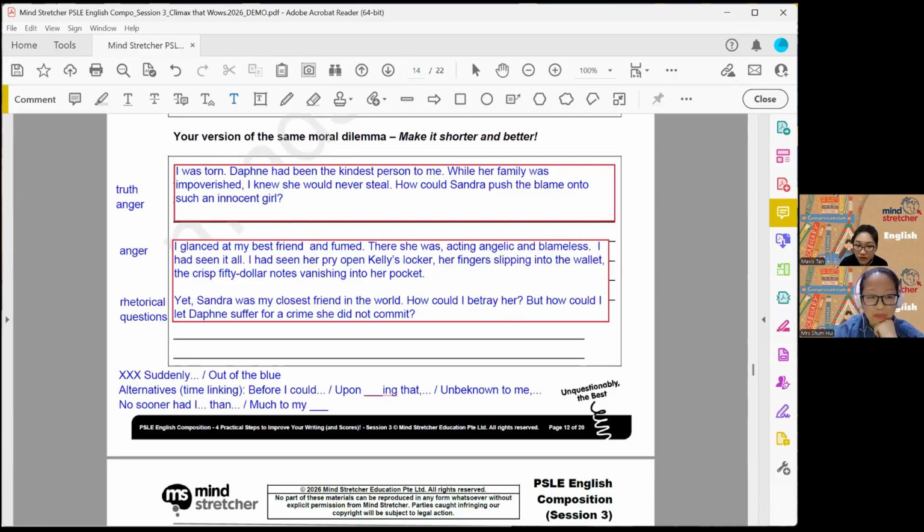So now I've given you some alternatives, okay? Use time linking. I find time linking the most effective. Before, after, before I could, unknown to me. Upon hearing that, I. So these link the previous action to the next action. Because things actually don't happen out of the blue. We are not in SpongeBob SquarePants, okay? Things don't happen out of the blue. Things happen for a reason. Either someone has been stalking or ambushing, then they appeared, but they didn't just pop out of thin air.